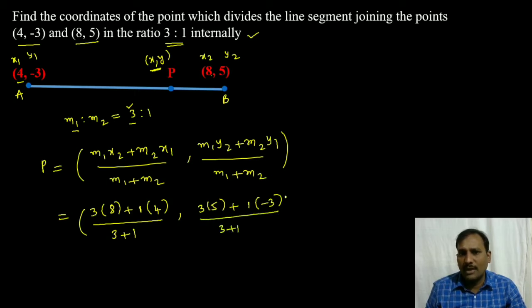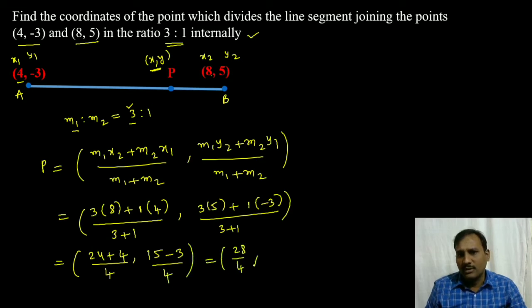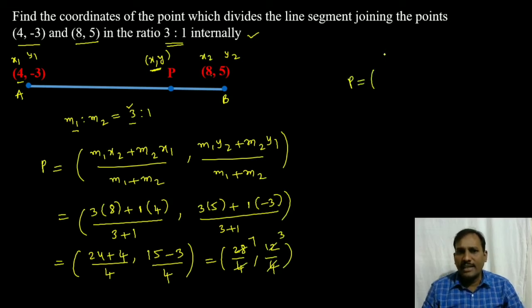3 plus 1. So that is equal to 3 8s are 24 plus 1 4s are 4, by 4, comma 3 5s are 15 plus 1 into minus 3, by 4. So that is equal to 28 by 4, comma 12 by 4. So if you simplify, 4 7s are 28, 4 3s are 12. So the coordinates of P are (7, 3). Okay.